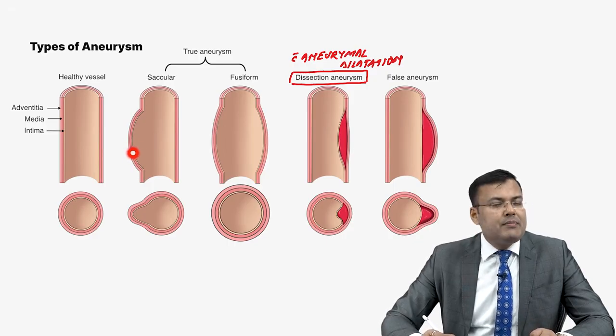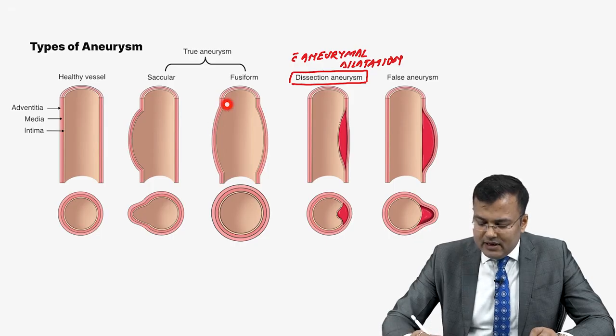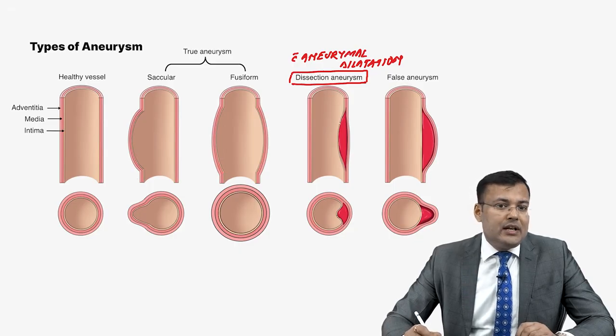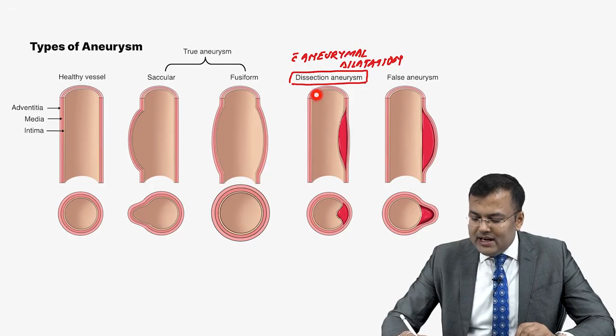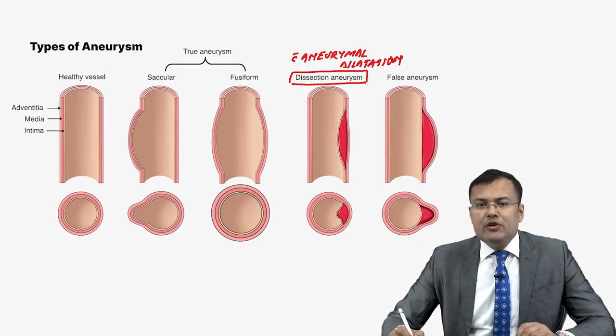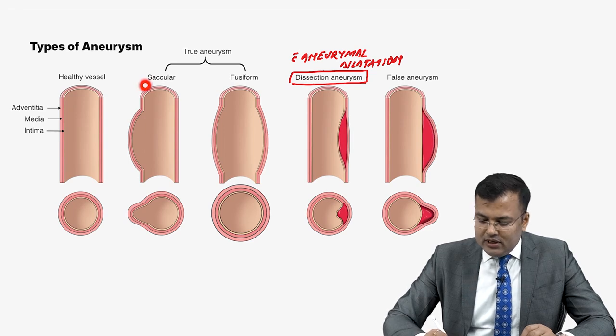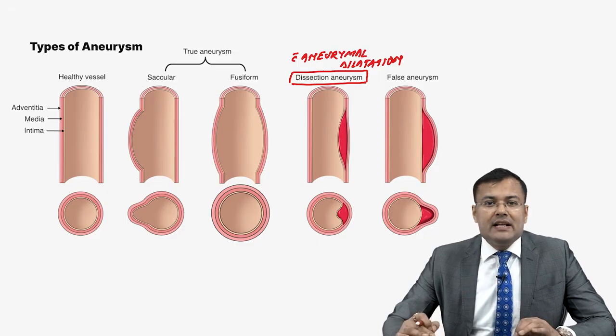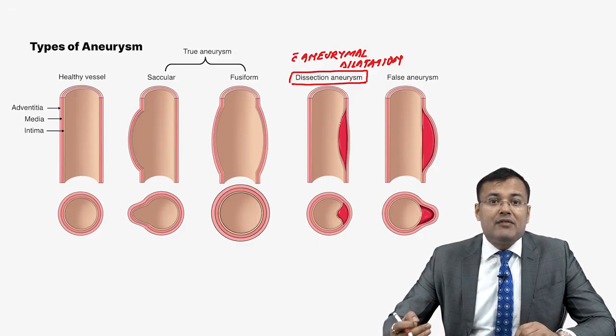Saccular, only one part of circumference of bowel is involved. When uniform dilatation occurs involving all three layers, it is fusiform. And you know, atypical aneurysm: saccular aneurysm, dissection aneurysm, false aneurysm, pseudoaneurysm. So saccular, dissection, false or pseudoaneurysm, irrespective of size, these are having high risk of rupture.